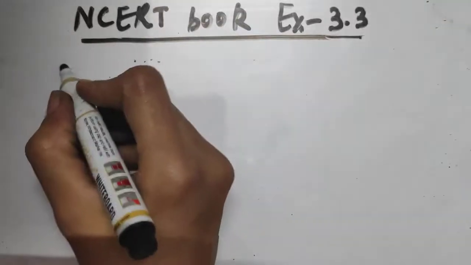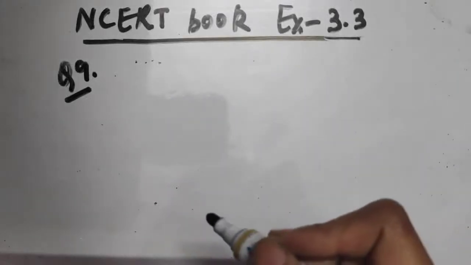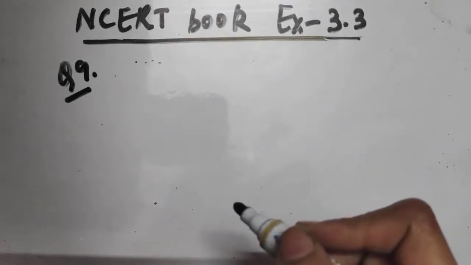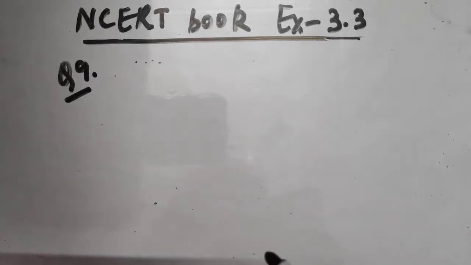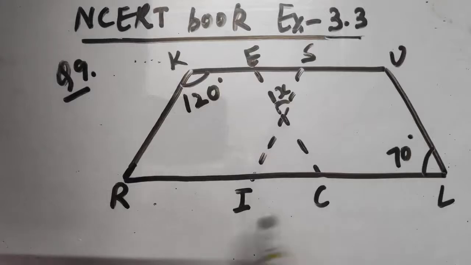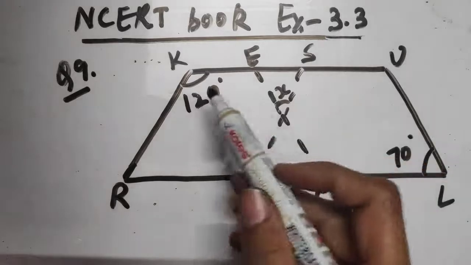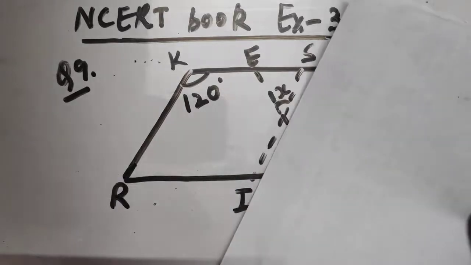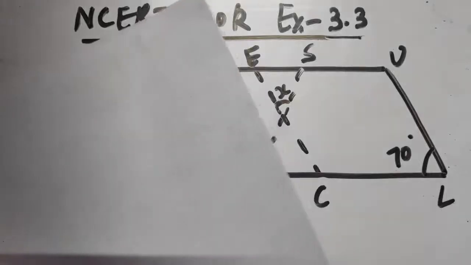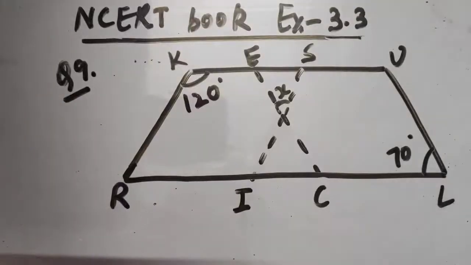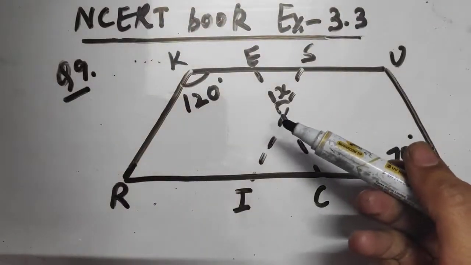Now I am going to discuss question number 9. In this question, the diagram is given to us and we are supposed to find the value of x. I am making the diagram now. So this is the figure of question number 9. In this figure, RISK is one of the parallelograms, and CLUE is the other parallelogram. These are the two parallelograms. We are supposed to find the measurement of this unknown x.